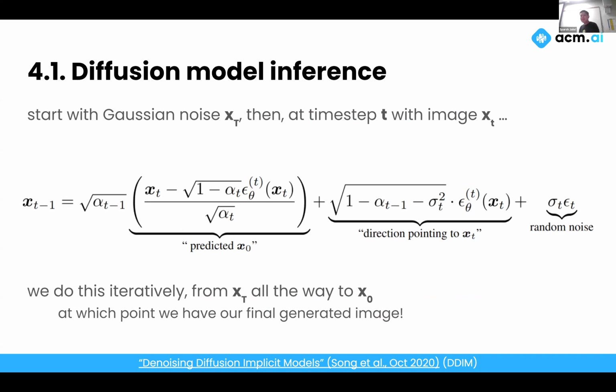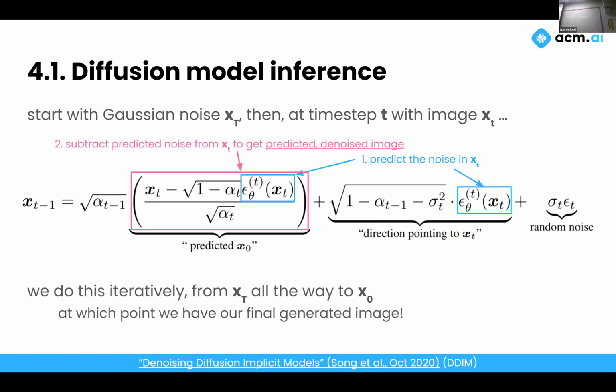Okay, so then how do we actually generate an image? This is how we do it. First, we start with some sort of Gaussian noise, and we call it x of t, because x of t means that's the most possible amount of noise I can add to this image, aka it is just pure noise. We know how to sample that. Then, at time step t, with an image x of t, first, we predict the noise in x t. So this is the model saying, given this really noisy image, this is the noise that I've added. Then we want to subtract that predicted noise from x t to get a predicted denoised image, right?